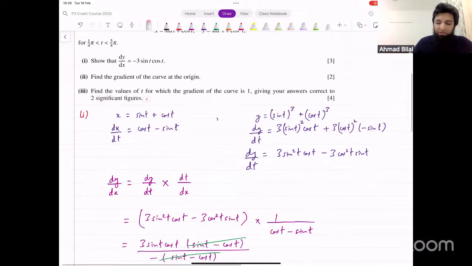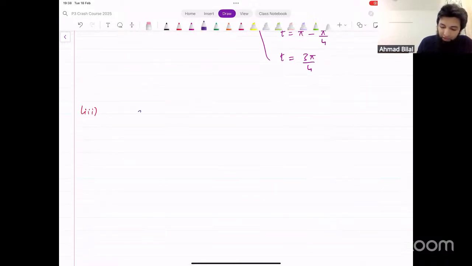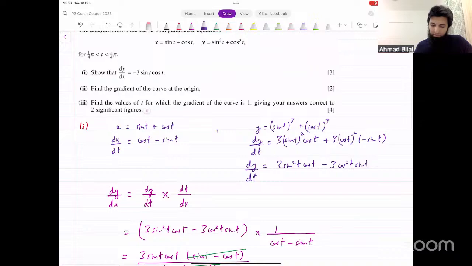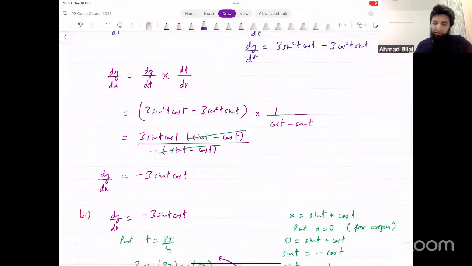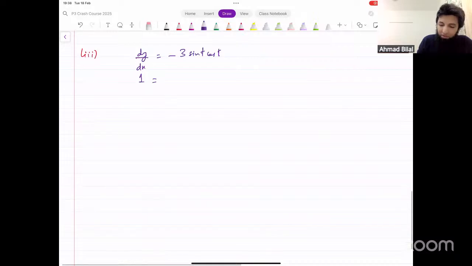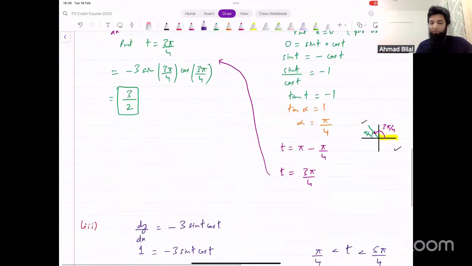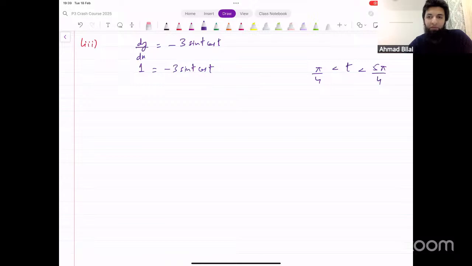Okay, now let's try doing this. Now, dy over dx is equal to minus 3 sine t cos t. The gradient is equal to 1, so we put this equal to 1. 1 equals minus 3 sine t cos t, and we're given an interval for t. They're saying t is supposed to be between pi over 4 and 5 pi over 4. Right? Okay. So we need to solve this equation for this interval. That's what we have to do.